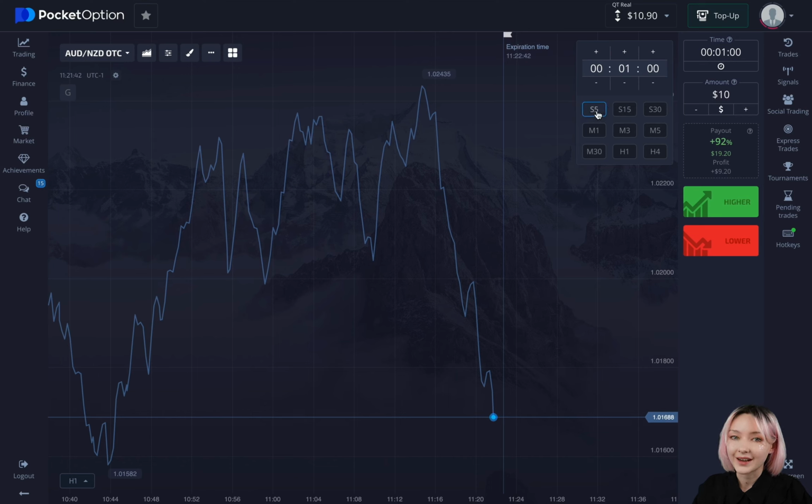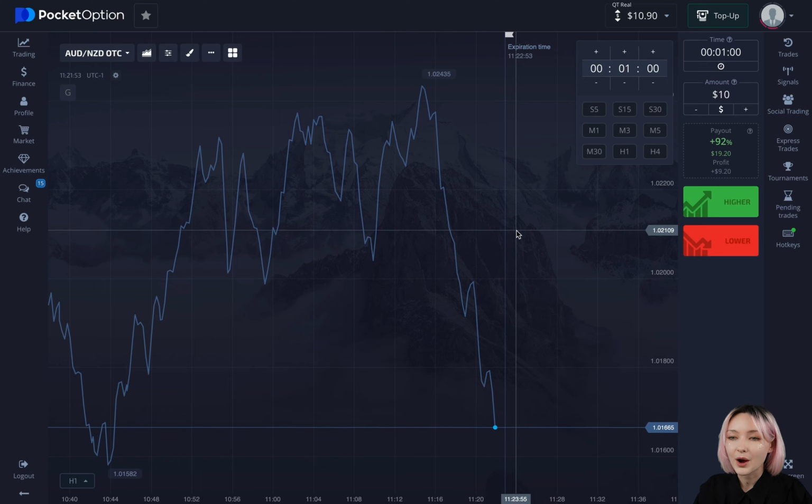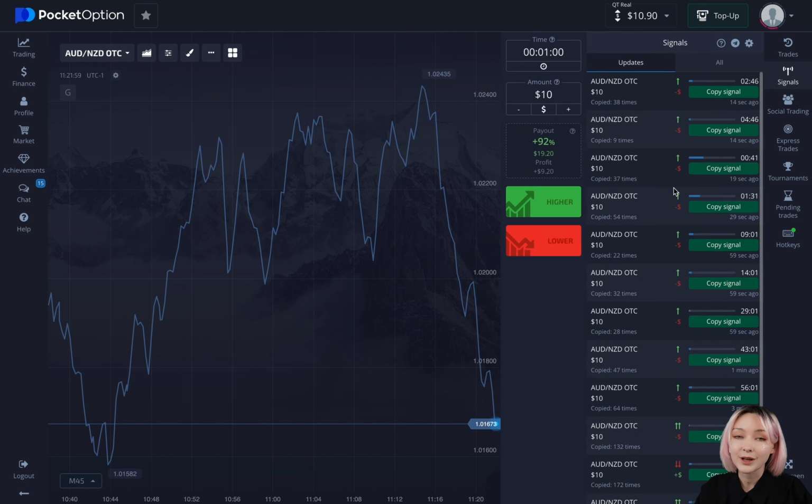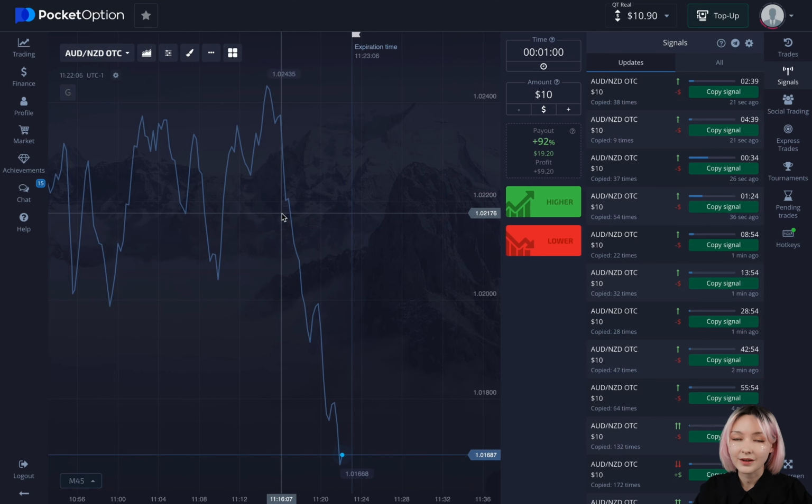One may even make 5-second deals. However, our today's strategy only implies 1-minute deals. So in the right corner, we're opening the signals section. These signals are provided by different traders and the platform itself. The most important thing here is choosing the right signal to profit off of. How do you do that?